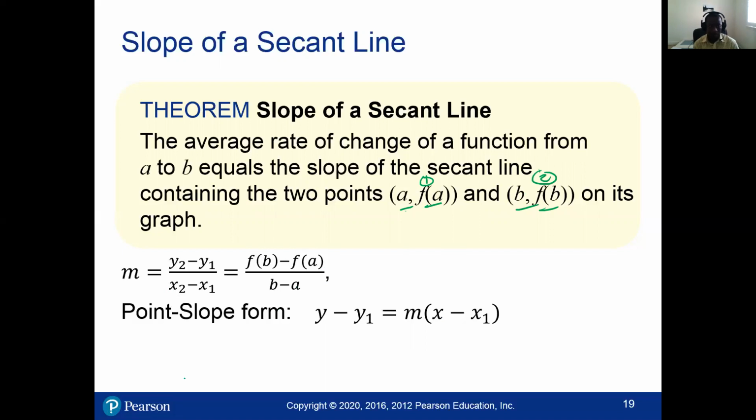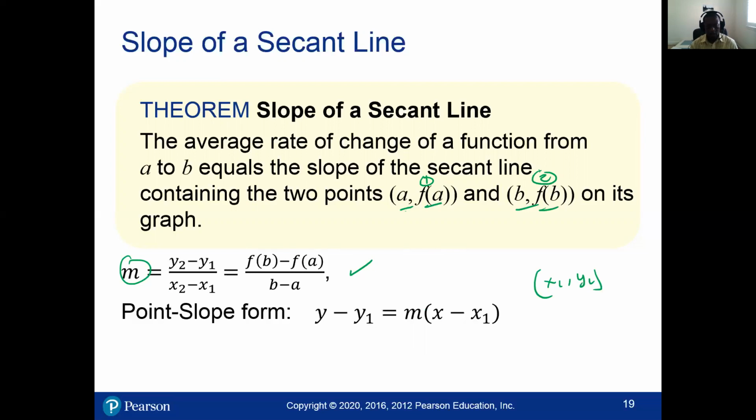Just a reminder, remember, the slope of a line is denoted by m. That's y2 minus y1 over x2 minus x1, which is the same as the average rate of change, right? Now, the point slope form of the equation of a line is y minus y1, that is when you have the point x1, y1 on the line.